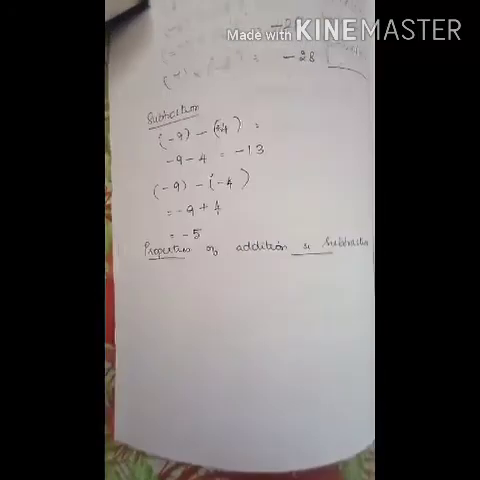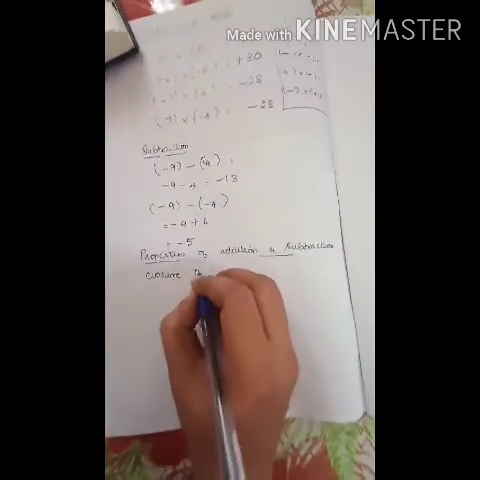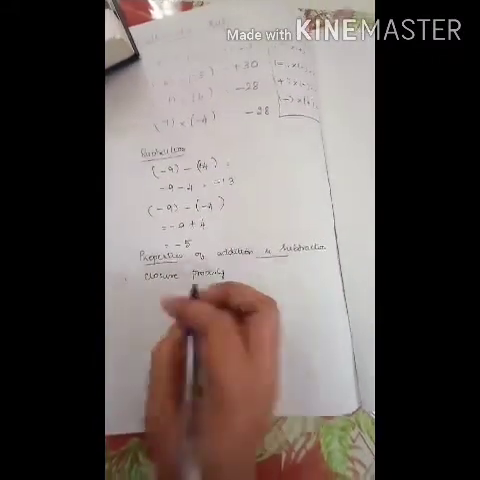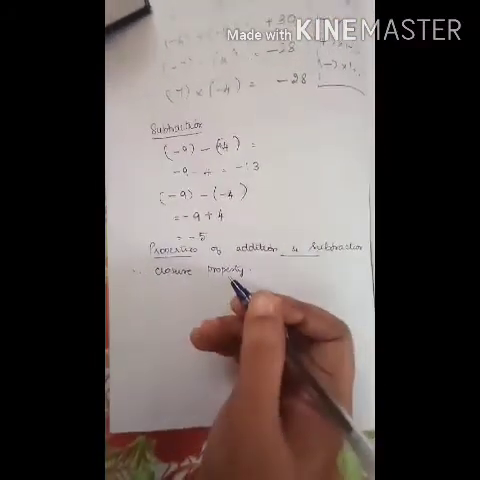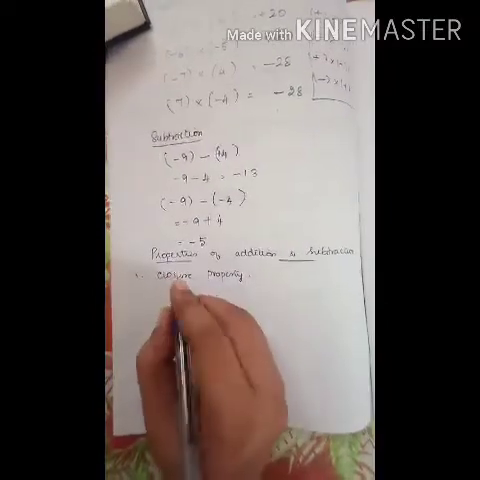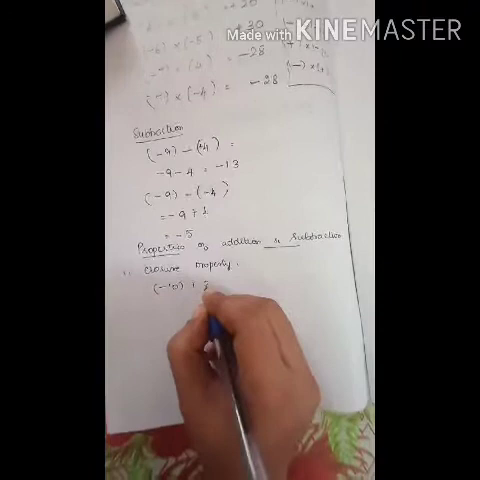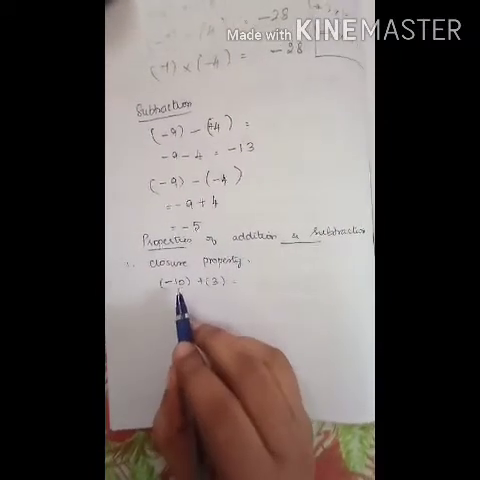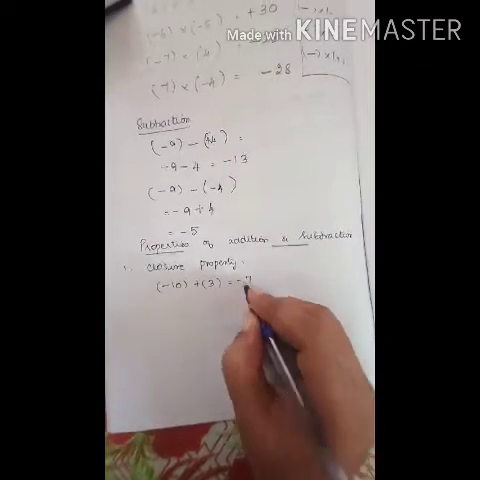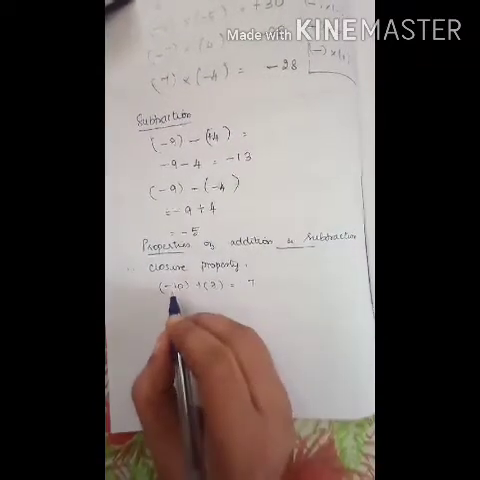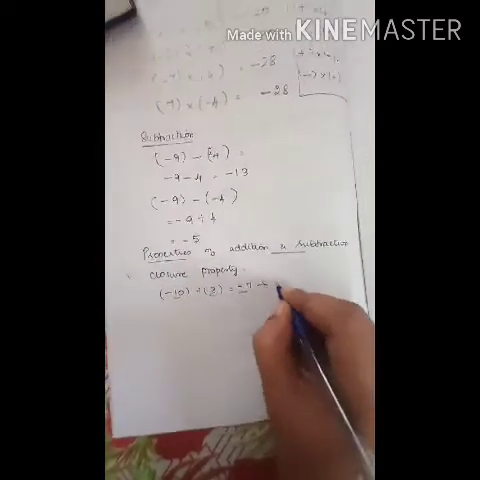So what are the properties we know? We have already seen closure property. What do you mean by a closure property? When we take two integers and add them, if we get the sum as an integer, then it is closed under addition. So minus 10 plus 3, one is negative and one is positive, so you need to subtract and put the greater number's sign. So minus 7, this is an integer, and this is also an integer. When you add, you get an integer.